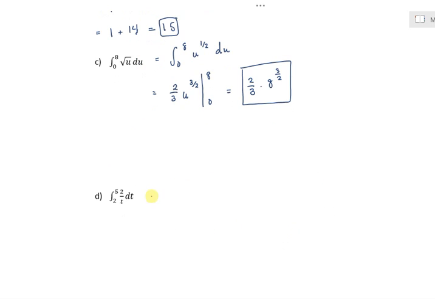Okay, 2 over t. That's going to give me 2 natural log of t. We're going from 2 to 5. So we plug in the 5 first, 2 natural log of 5. Minus 2 natural log of 2. Perfectly happy with that answer.